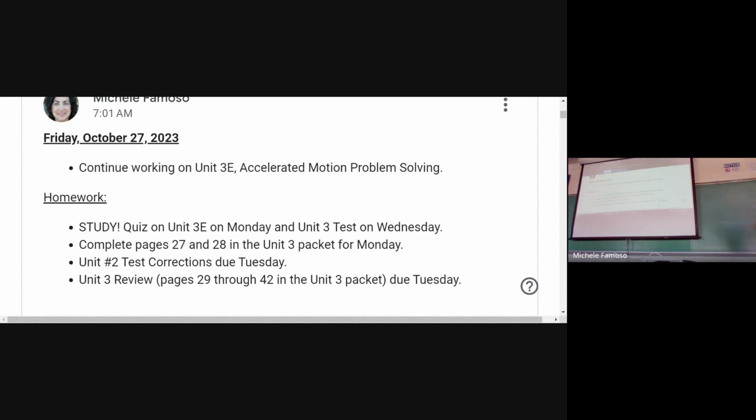For question 12, the BI would be 0 because it starts at rest.